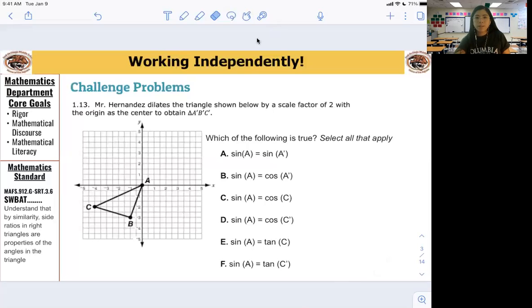Here are my responses. So A and C were really popular, so was B. So let's take a look. When you dilate a figure, it's saying that it's dilated with a scale factor of 2. So this is not exact, but I know that it's going to get larger. Maybe something like this. Try to make that parallel, something like that. Now, when that happens, will the value of the trig functions change at all?